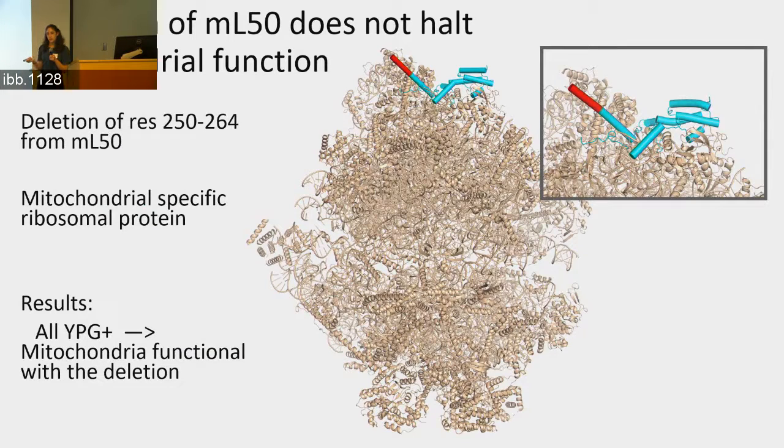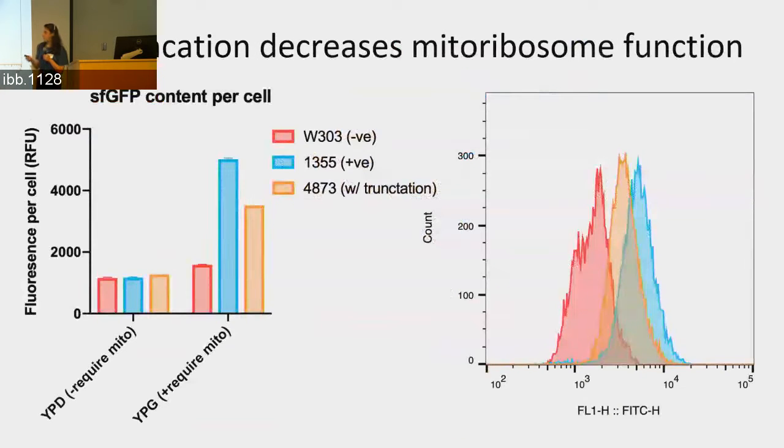So I have this strain of yeast with GFP that's encoded on the mitochondrial genome, so I can use this as a readout of mitoribosome function. And that's what I did here. So in red, we have a type of wild type yeast, a non-fluorescent strain. In blue, we have the positive control, a fluorescent strain. And then in orange, we have the truncated protein.